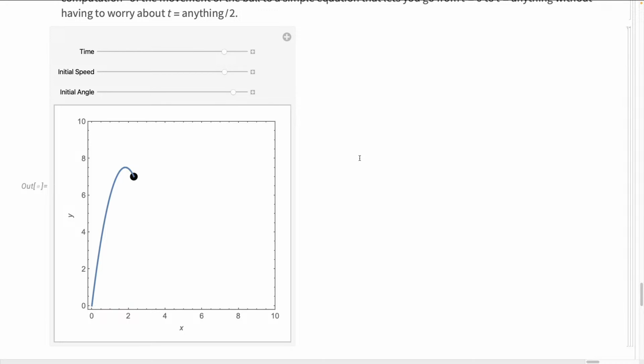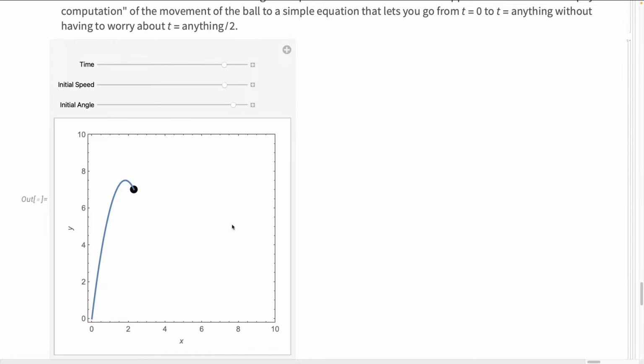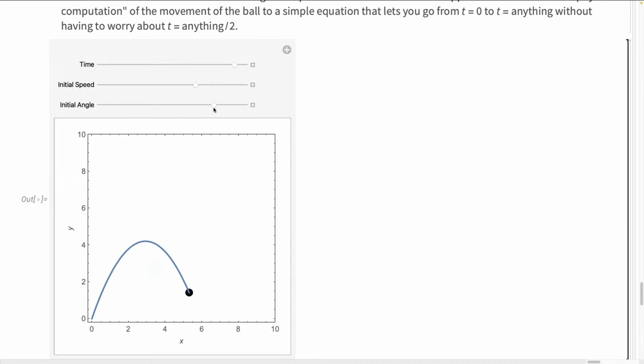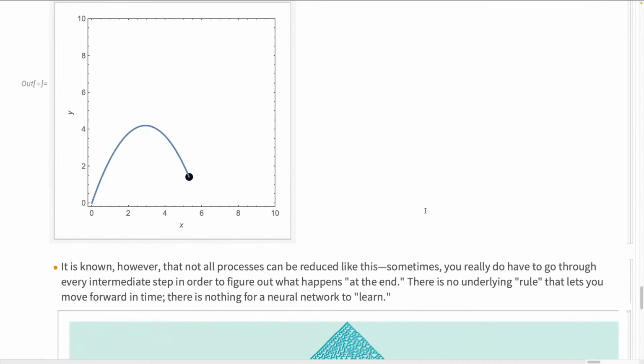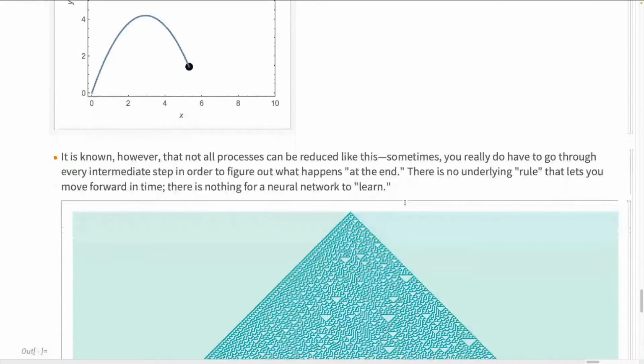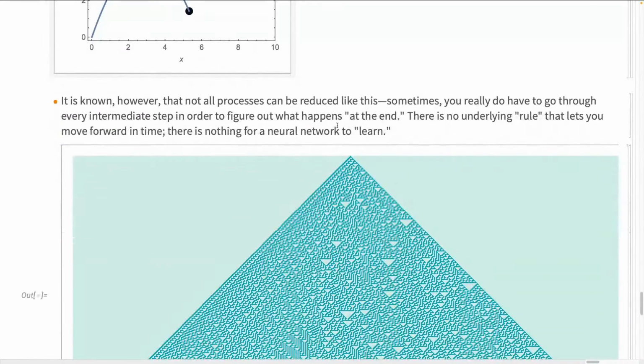We've picked up a way of computing this sort of thing using just a little bit of information. We have, say, the inputs of the initial speed, the initial angle, and the time. And then what that lets us do is get an output of wherever the ball is going to be at that time, right? So we can take a shortcut. However, not all processes can be reduced like this.